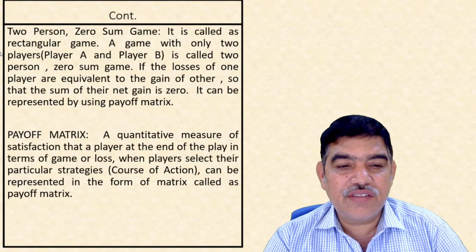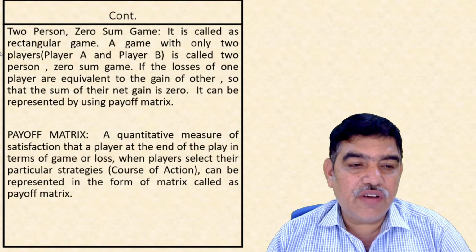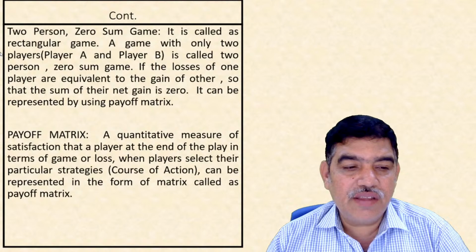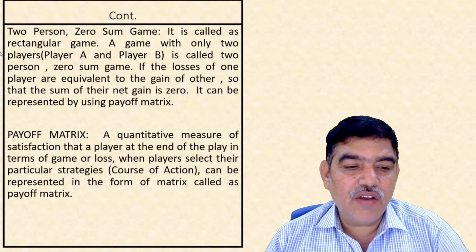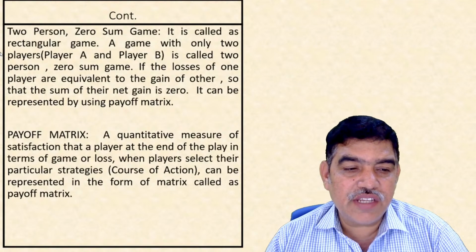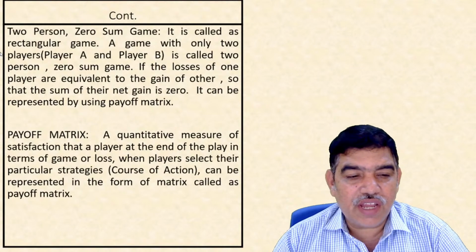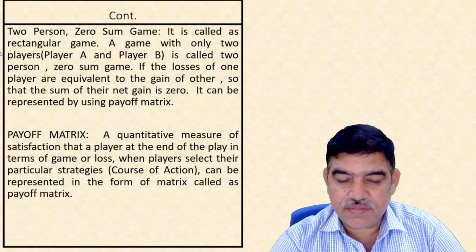Then the payoff matrix: a quantitative measure of satisfaction that a player gets at the end of the play, in terms of gain or loss, when players select their particular strategies. Strategy means course of action, and it can be represented in the form of a matrix called the payoff matrix.